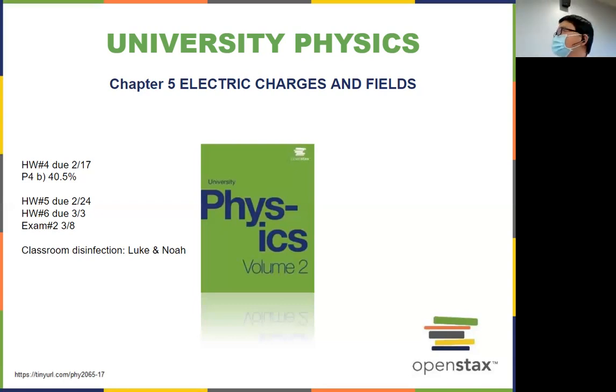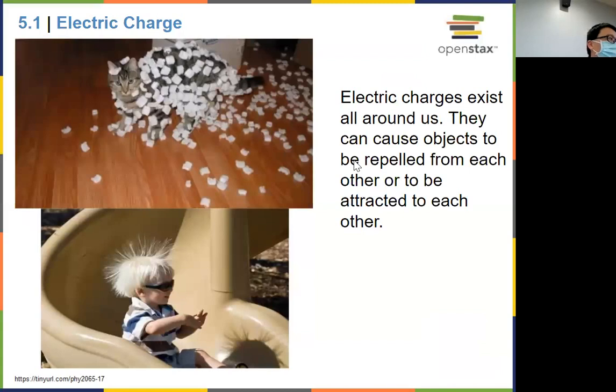All right. So today we'll be starting looking at chapter 5 on electrostatics. Okay, so the next few chapters are on electrostatics, or basically you can say electricity. We'll be looking at some circuits as well. All right. So I think you guys pretty much know some of this knowledge already.